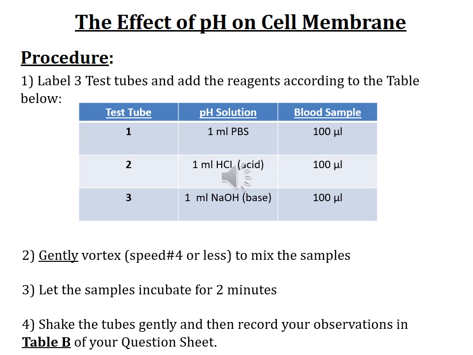Step number 2, we are vortexing to mix the samples. Step number 3, we're incubating the sample for 2 minutes, letting it stand for 2 minutes. And then step number 4, we're going to record our observations in table B. So you will see my observations in table B. Let's find out, what do we expect?